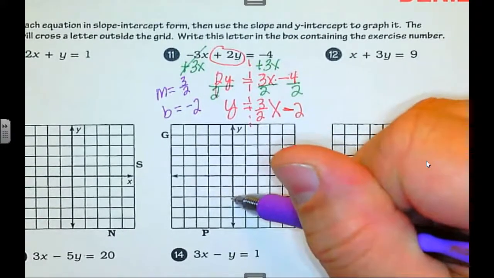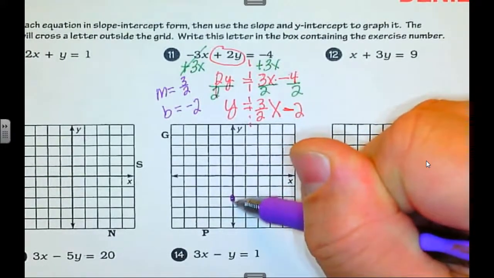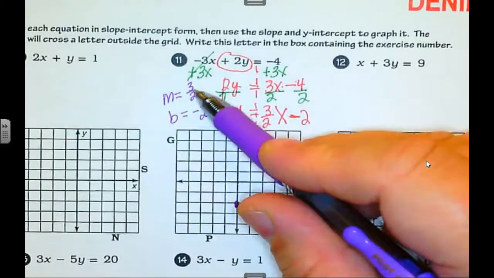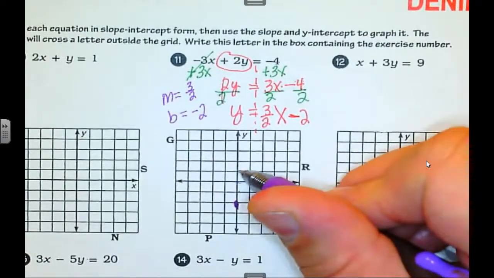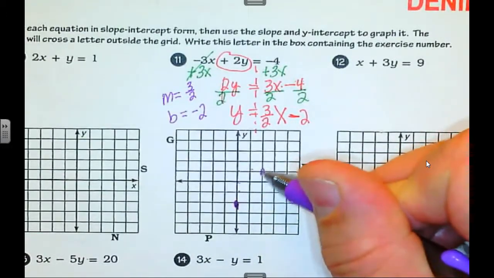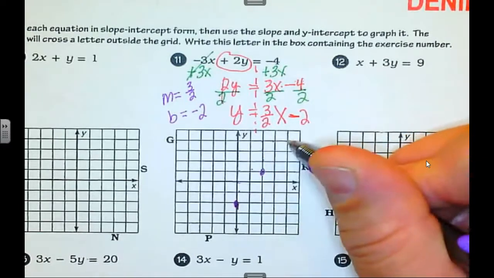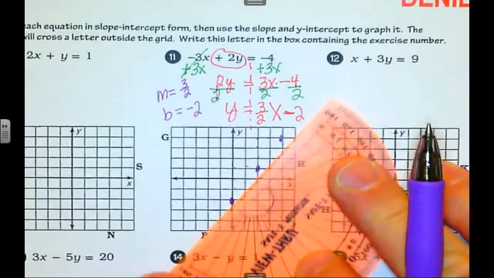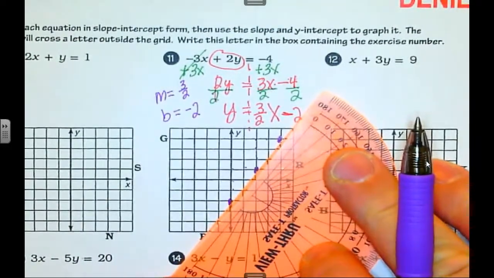So here's where it crosses the y-axis, at -2. And I'm going to use the slope, up 3 over 2. And here's my line.